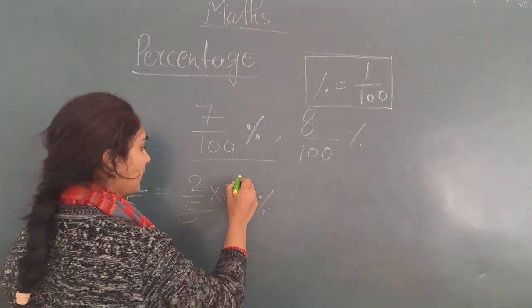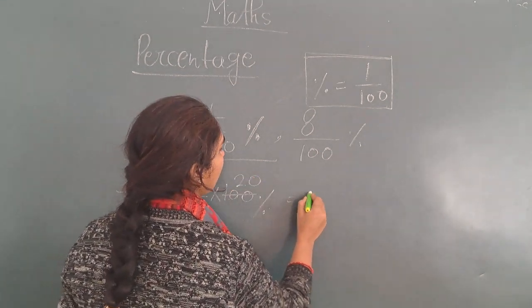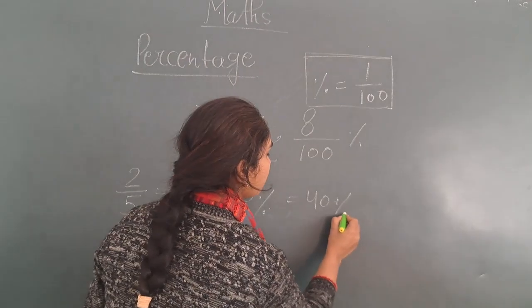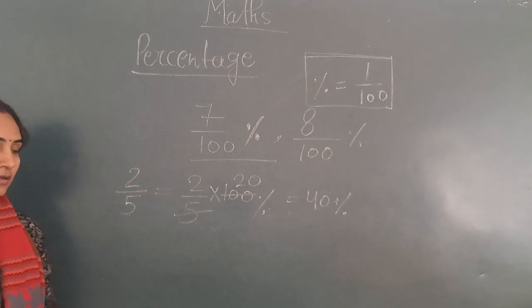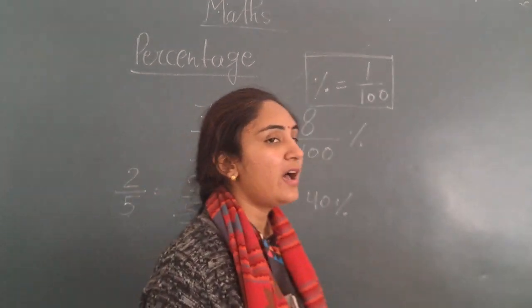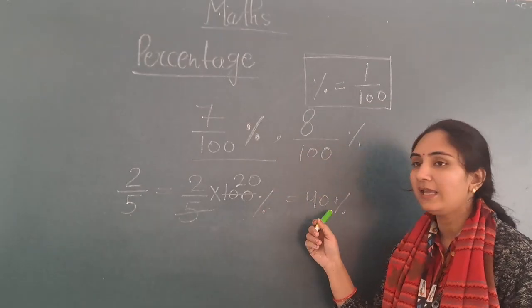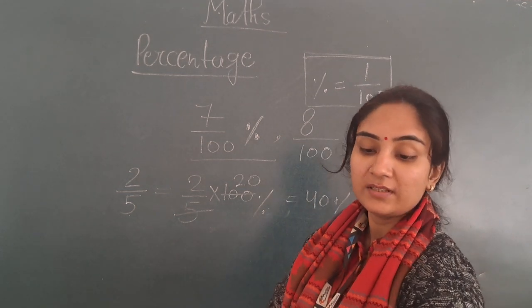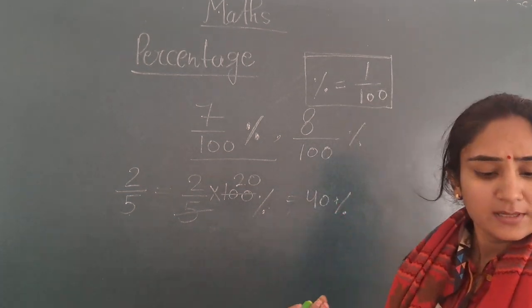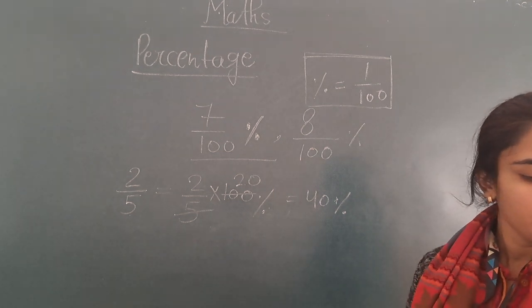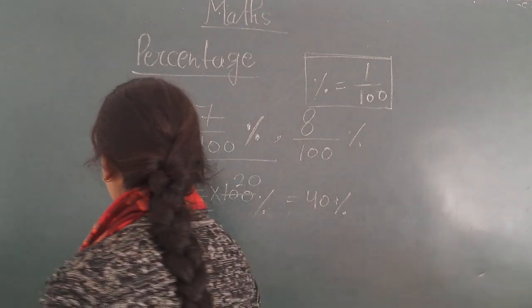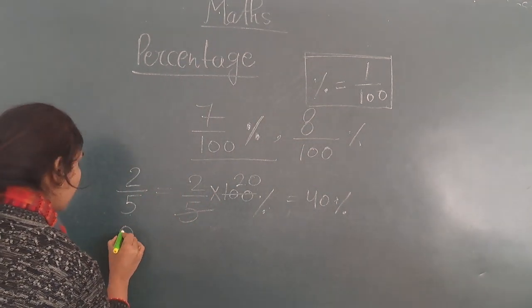Now, 20 times 2 is 40%. 40% will be the answer. That means 2 upon 5 is 40%. After that, express the percentage as a fraction in its simplest form.